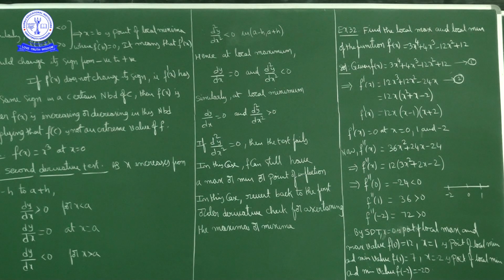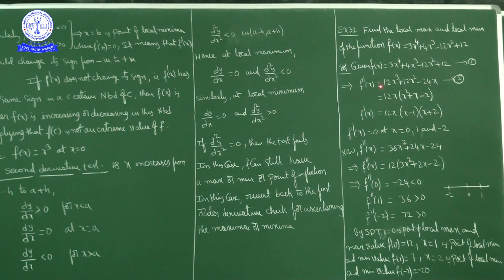Okay, now f dash of x equals 0 at 0, 1 and minus 2. Now what we have to do is find f double dash of x and the sign of f double dash of x at 0, 1 and minus 2.